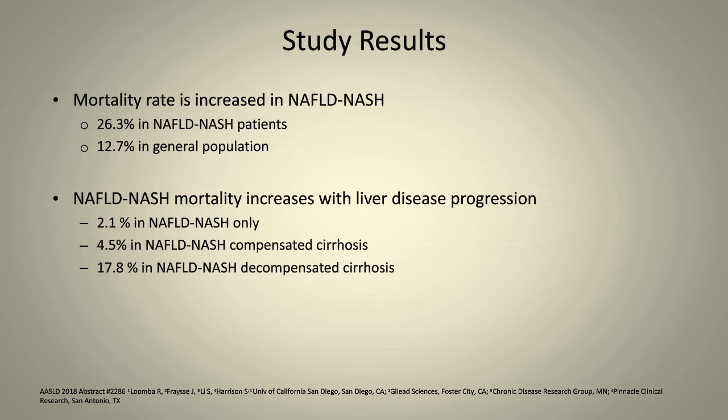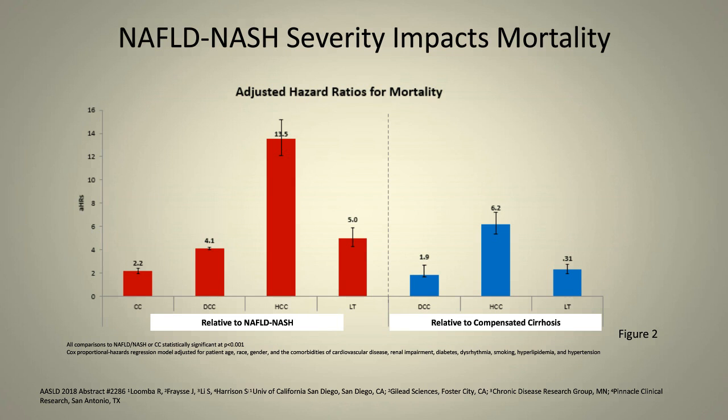This slide is just a very quick way of looking at adjusted hazard ratios for mortality. The red bars look at relative hazard ratios amongst the 4 different disease categories tested: cryptogenic cirrhosis, decompensated cirrhosis, liver cancer, and liver transplant. And on the right, you see those compared to compensated cirrhosis. Again, highlighting here that liver cancer stands out as being the greatest risk in this population.